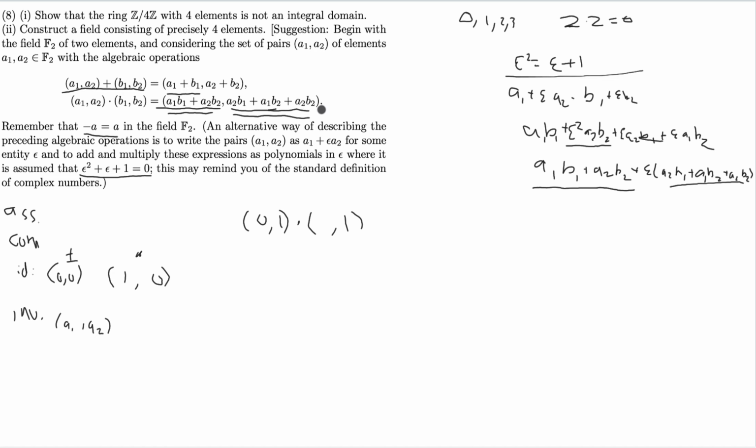Next, we see that B2 is 1, so we get A1 plus A2 is going to be 1 plus 1, and that's just going to be 1. So you have a 1 term there, and we want the second term to be 0, so A2B1 should also be a 1, because 1 plus 1 is 0 in F2. Therefore, we want A2 times B1 to be 1, and your options are 0, 1, so it should be 1, and you get your answer. 0, 1 times 1, 1 is going to give you 1, 0, which is our multiplicative identity.